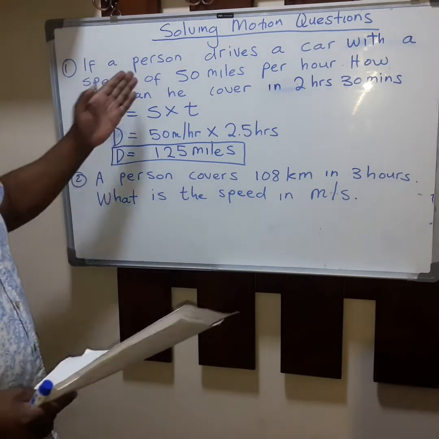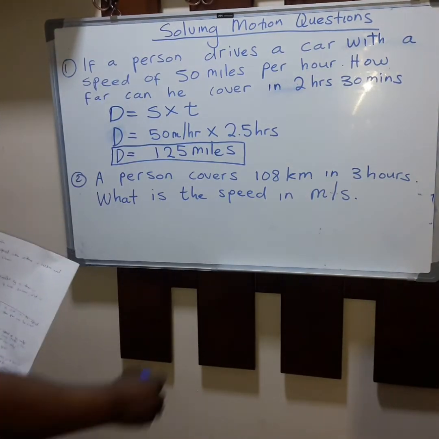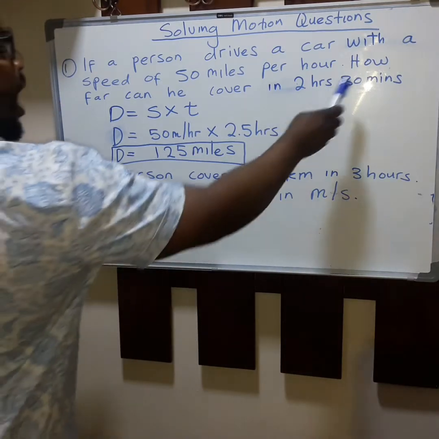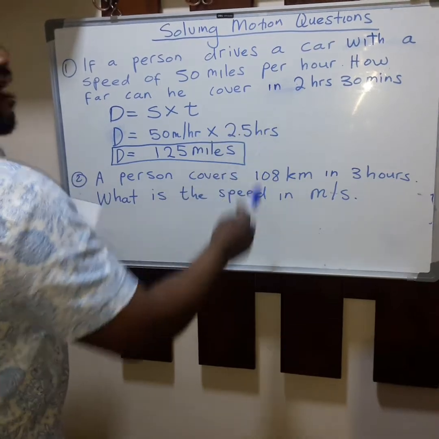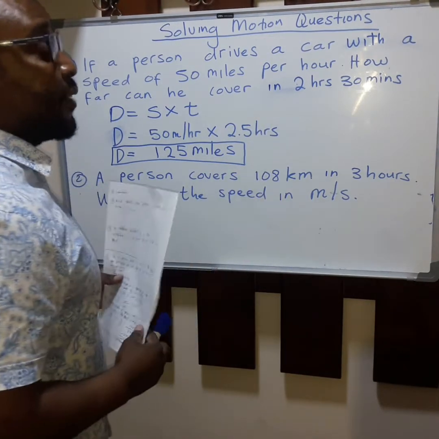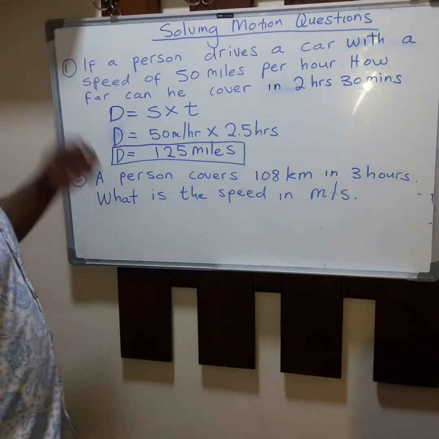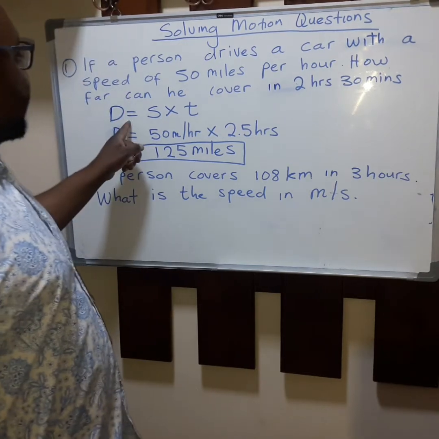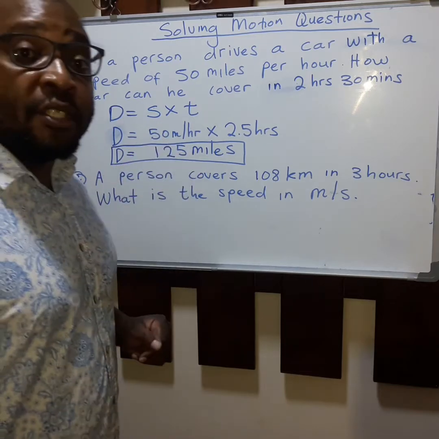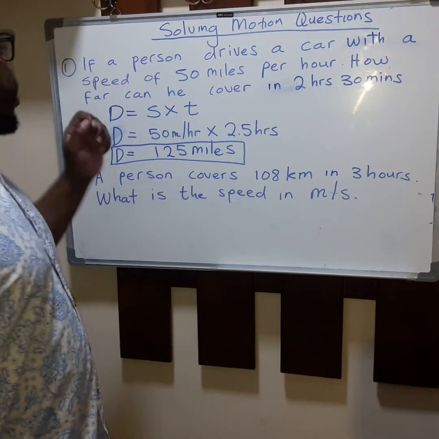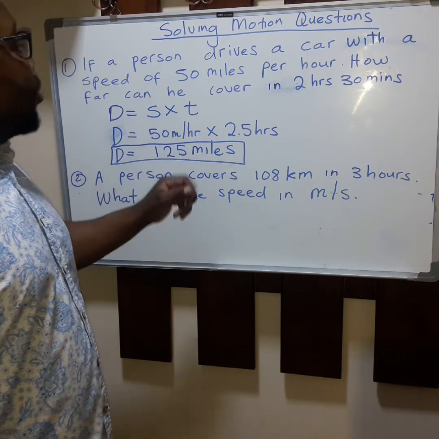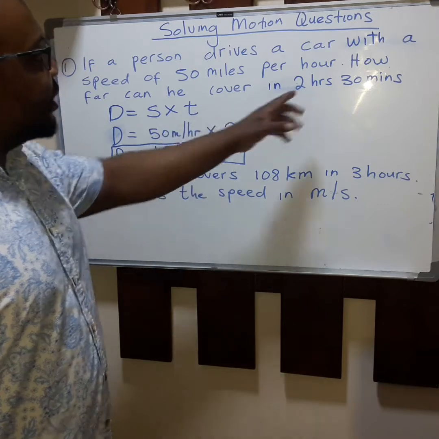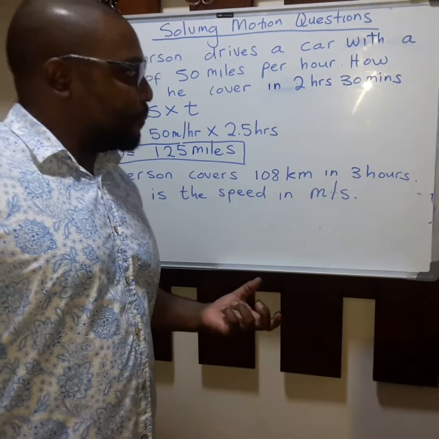If a person drives a car with a speed of 50 miles per hour, how far can he cover in 2 hours 30 minutes? We want to find the distance. So our formula is distance is equal to speed times time. Our speed is 50 miles per hour. In place of speed, we put the value 50. Our time is 2 hours 30 minutes.